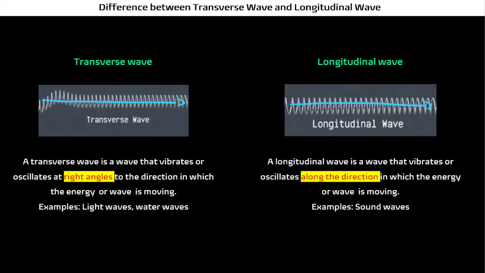But the only difference is that in a transverse wave, your vibration, or your oscillation, is going to be at right angles to the direction of your energy or your wave. And as for a longitudinal wave, your vibration is going to be parallel, or we can also say that it is along the direction in which the energy or the wave is moving. Now, some examples of transverse waves are light waves and water waves, and some examples of longitudinal waves, as I've mentioned before, are sound waves.